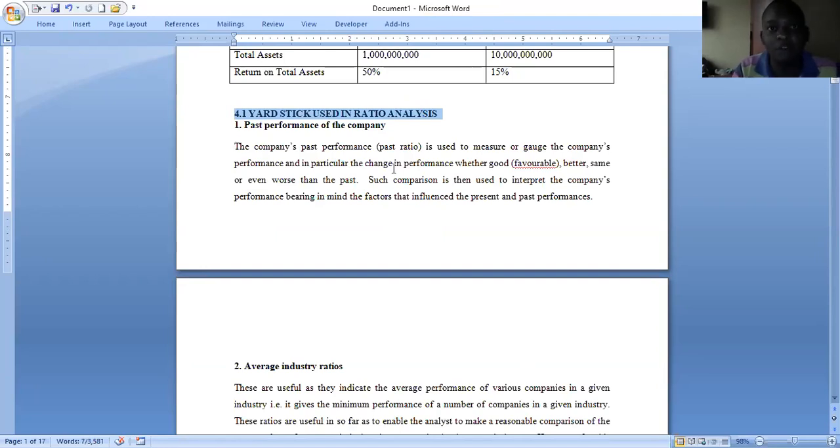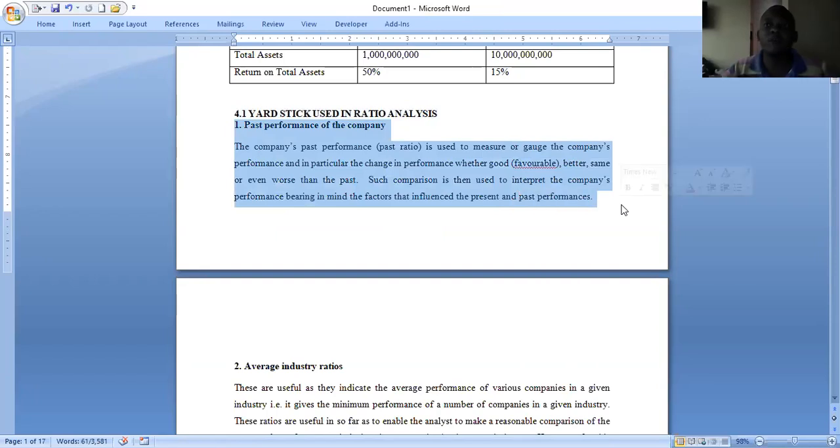One, we have the past performance of the company. In this case, we are comparing the performance and financial position of a business now and the performance of the same company years ago or years before, years in the past.